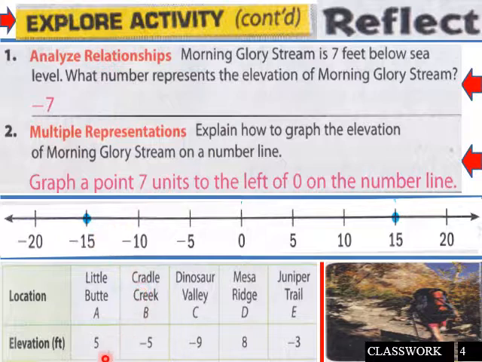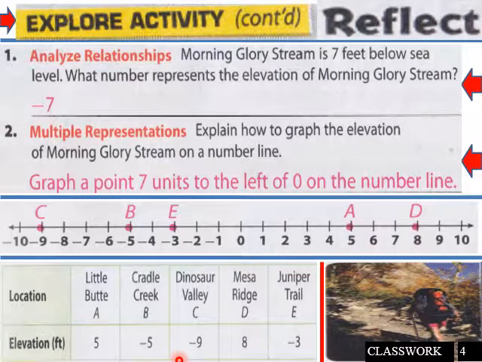And students, would you go ahead and graph that using this number line here? If you could graph this 7 units to the left of 0, which is the origin, that'd be right there.